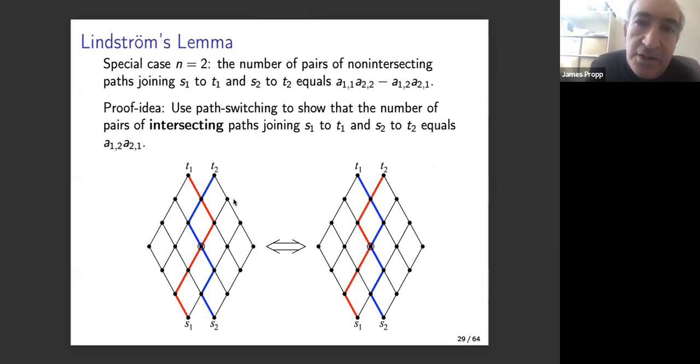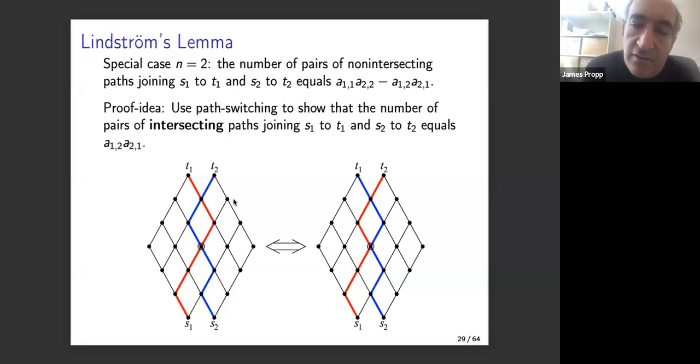Here's a special case, n equals 2, with just 2 sources and 2 targets. So the number of pairs of non-intersecting paths joining S1 to T1 and S2 to T2 is equal to this 2 by 2 determinant, where A11 counts the paths from S1 to T1, A22 counts the number of paths from S2 to T2, A12 counts the paths from S1 to T2, and A21 counts the paths from S2 to T1.